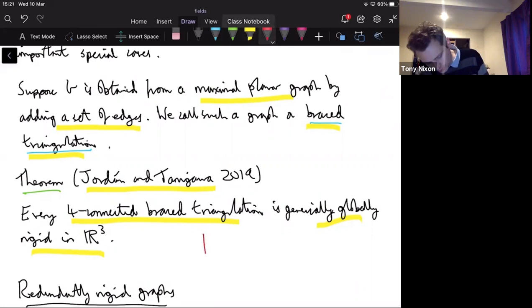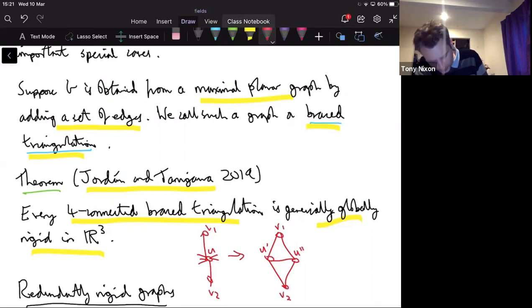So let me draw a picture. So the vertex splitting operation, in case you've forgotten, looks like this. So I had some vertex in the middle, let's say U, and I want to split it into U dash and U double dash. So these two special neighbors, say V1 and V2, become adjacent to both. There's an edge between U dash and U double dash, and then the other neighbors of U are split in some way among the two.